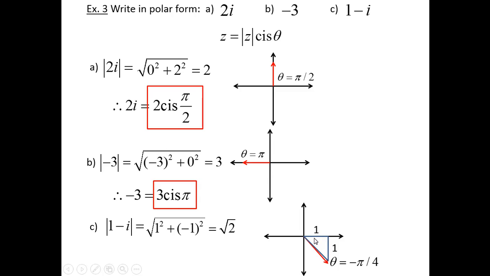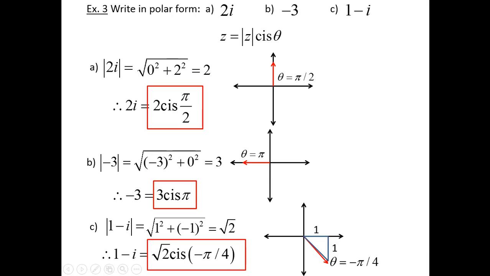Think about how we could get that. We could use tangent to get that. Tan theta, opposite over adjacent. So 1 over negative 1. In the fourth quadrant, that'd be negative pi over 4. You could also use 7 pi over 4 if you went the other way around the circle. That would be a valid answer. But our polar form here is radical 2 cis of negative pi over 4 or 7 pi over 4, whichever one you prefer.